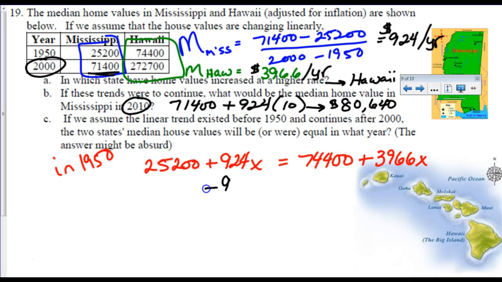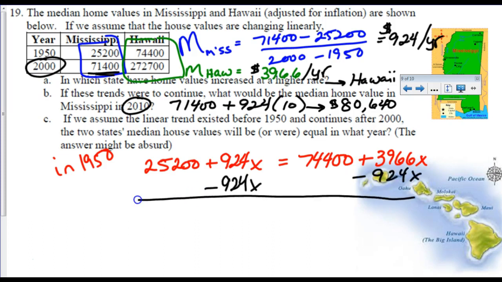Gross. All right, let's subtract 924x. You know what, while we're at it, let's go ahead and subtract 74400. Your answer is going to be negative, guys. That's okay. It's going to make sense in a minute. Or not, I don't know. So we get negative 49200 equals 3042.